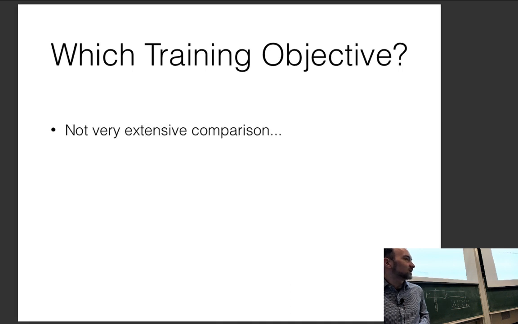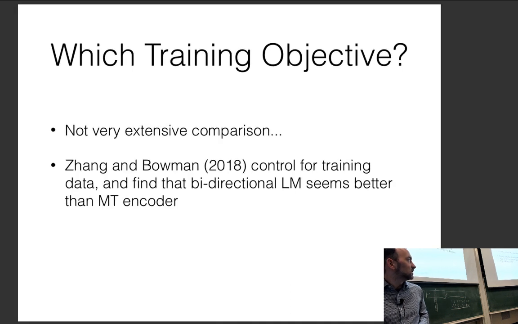Which training objective? Again, there's not a very extensive comparison. One nice one is that Zhang and Bowman control for training data, and they find that bidirectional LM seems better than an MT encoder.